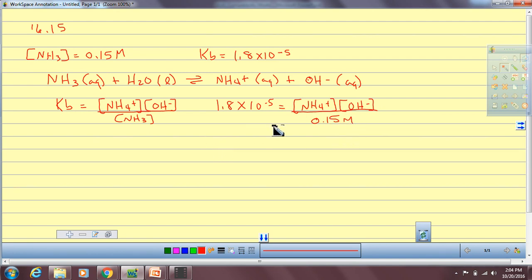When we work that out, we can replace ammonium and hydroxide with X, multiply Kb times the concentration of ammonia, and we find that X squared is equal to 2.7 times 10 to the negative 6 molar. When we take the square root, X, which is the concentration of OH and also the concentration of ammonium, has a value of 1.64 times 10 to the negative 3 molar.